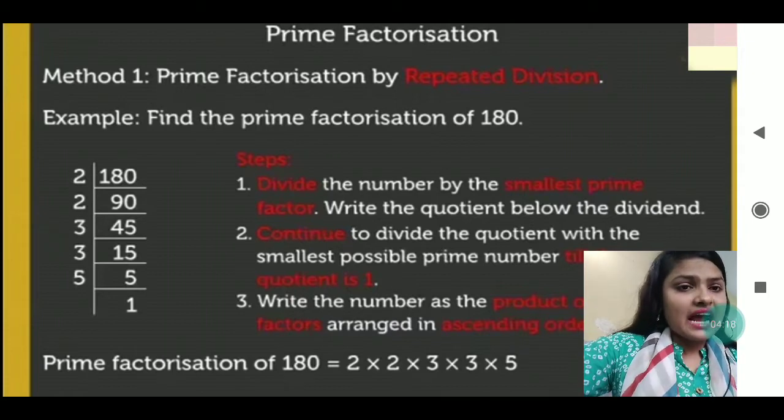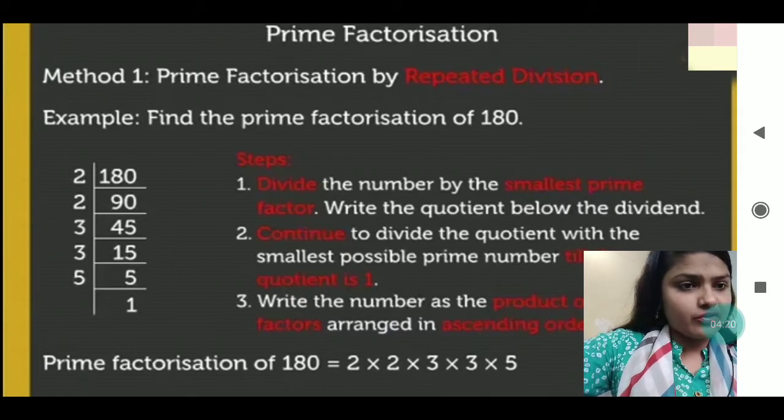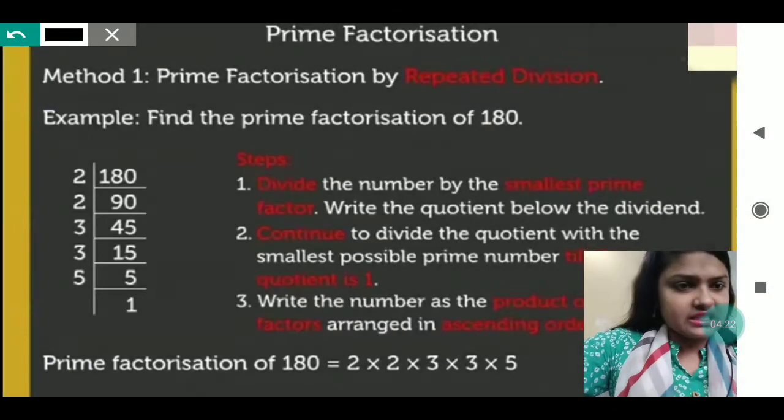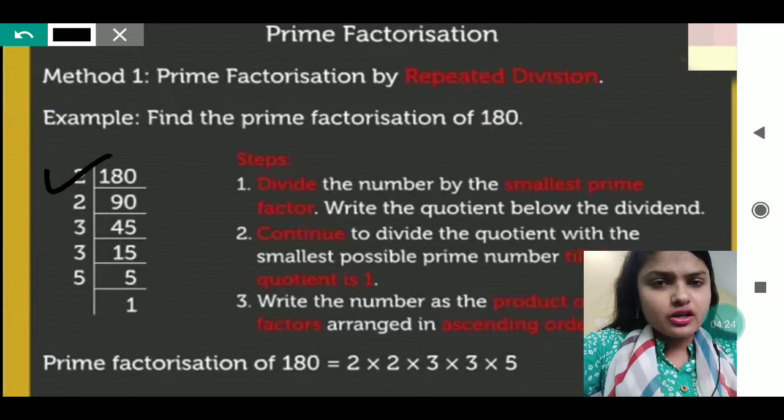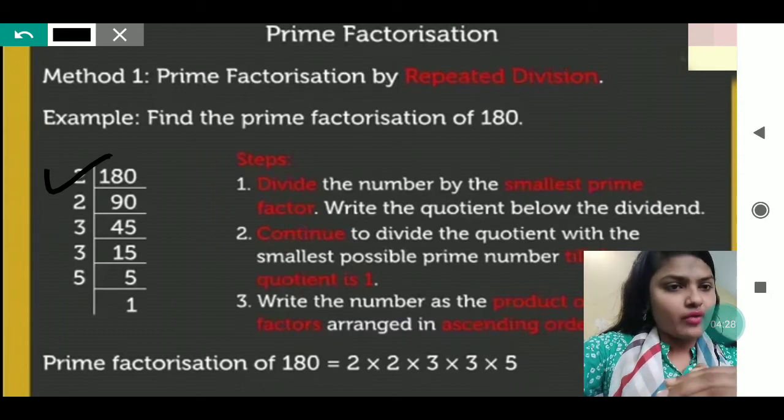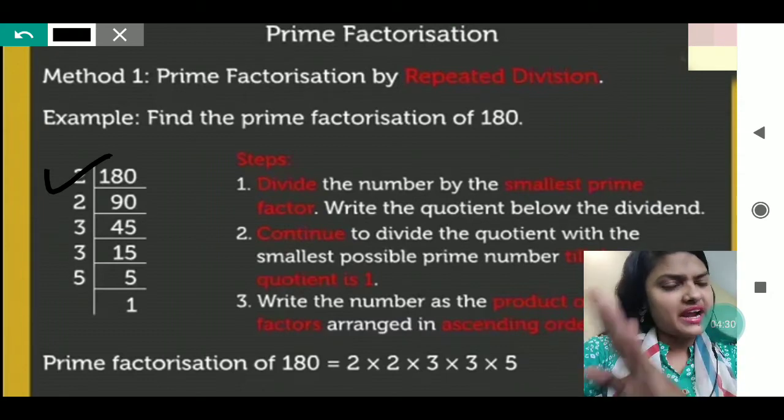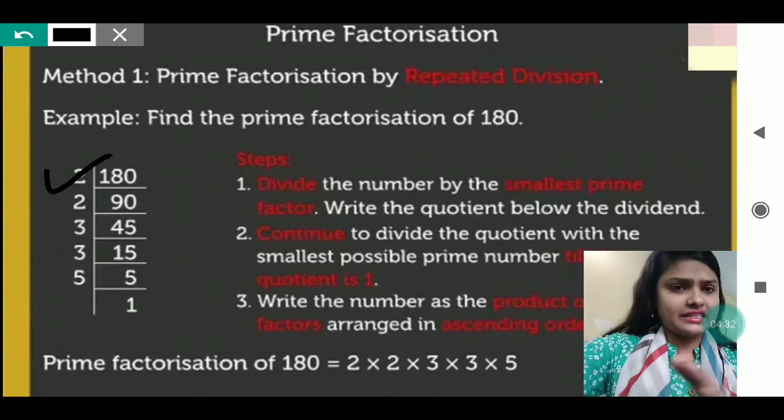Write the quotient below the dividend. We have divided 180 by 2 and got 90, so we will write 90 just below 180, and 2 we will write on the right side.